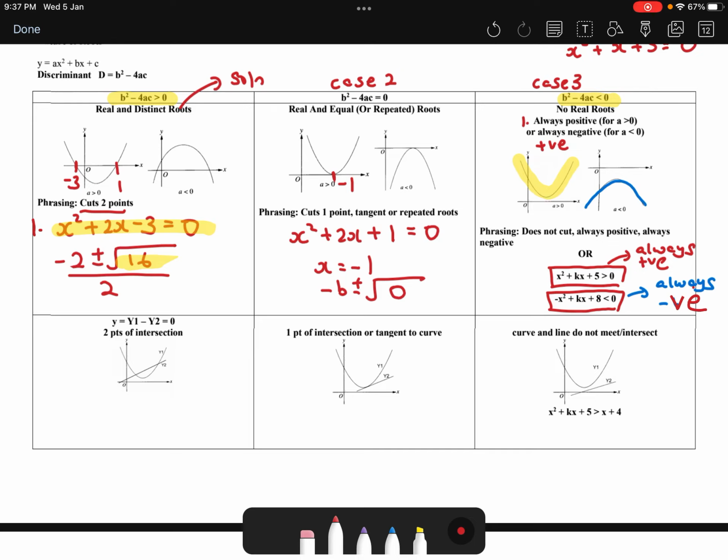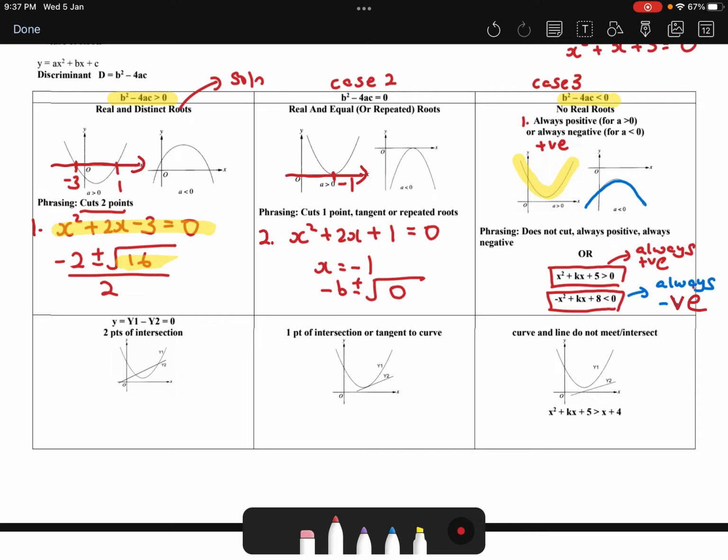So if you encounter this type of equation, the quadratic equation, this means that the graph will intersect with the x-axis right here. And if you look at case number 2, x squared plus 2x plus 1 equal to 0, this means that the graph and the x-axis also intersect, be it 2 points, 1 point, or no point at all.